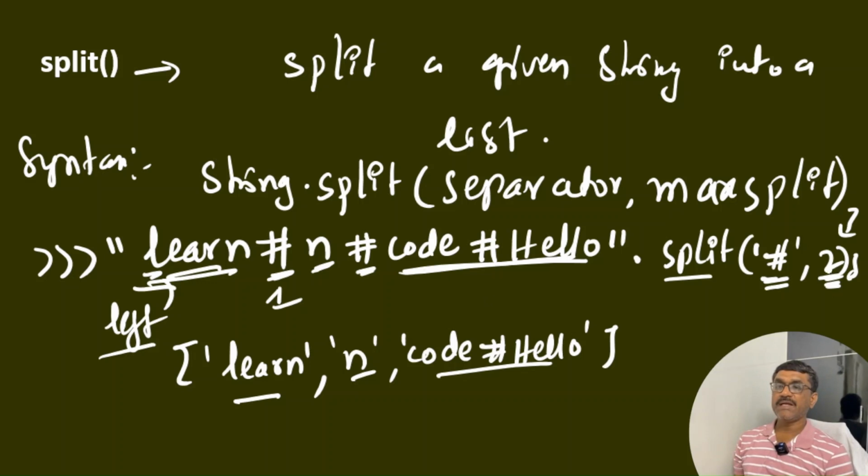If you use the maximum split count 3, then code is displayed as the third item, and next hello will be displayed as the next. So this is how the split can be done.